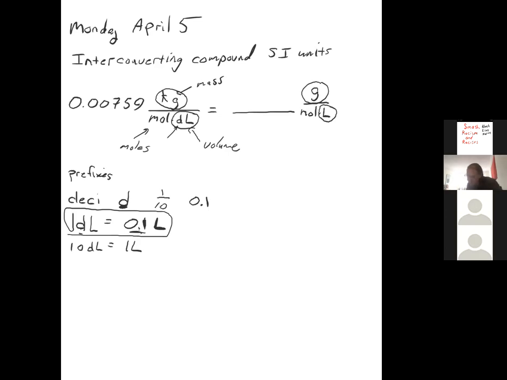And then the other one is kilograms to grams. Same thing: kilo is one of the prefixes. It has an abbreviation of k, and written in decimal notation, it's 1,000. Written in exponential notation it's 10 to the 3, because 1,000 is 10 times 10 times 10. So 1 kilogram would be 1,000 grams. Okay, so those are 2 conversion factors.